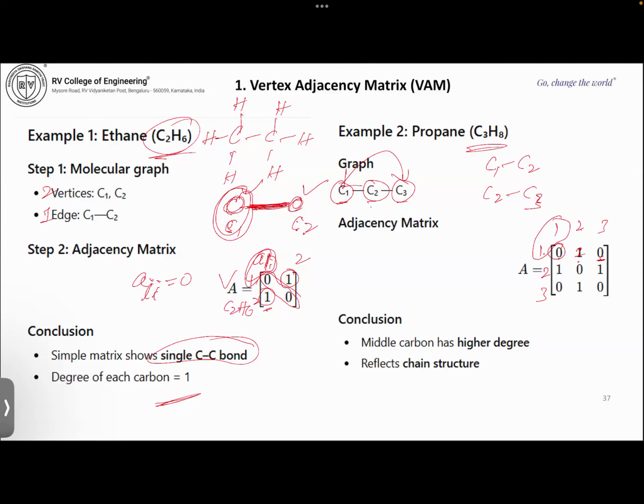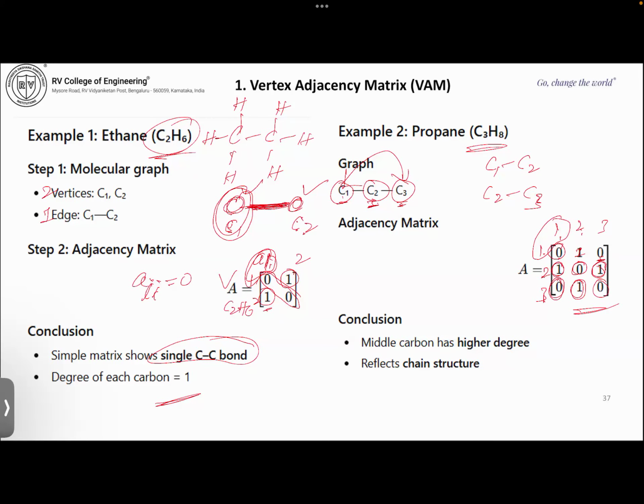Next, coming to the second carbon. Second carbon is connected to the first carbon. Therefore, it is represented as 1. The diagonal elements are 0 because 2 is not adjacent to itself. Then the second carbon is connected to the third carbon, so it is represented as 1. Similarly, for the third carbon, it is not connected to 1, so it is represented as 0, and the third is next to 2, therefore it is represented as 1. So this is the vertex adjacency matrix representation of propane.